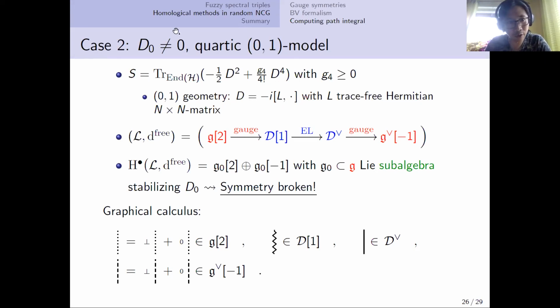This time, because we're perturbing around something which is not zero, we actually get contributions from the gauge parts. So these are no longer zero, which means that the cohomology is non-trivial. And these G0s are Lie subalgebras stabilizing the D0. They are subalgebras, not the entire Lie algebra, which means that the symmetry is broken. Again, we have this graphical calculus in a similar fashion, just that now we are careful because the cohomology has broken up into two parts. So we need to consider the ghost and antifield for ghost parts.